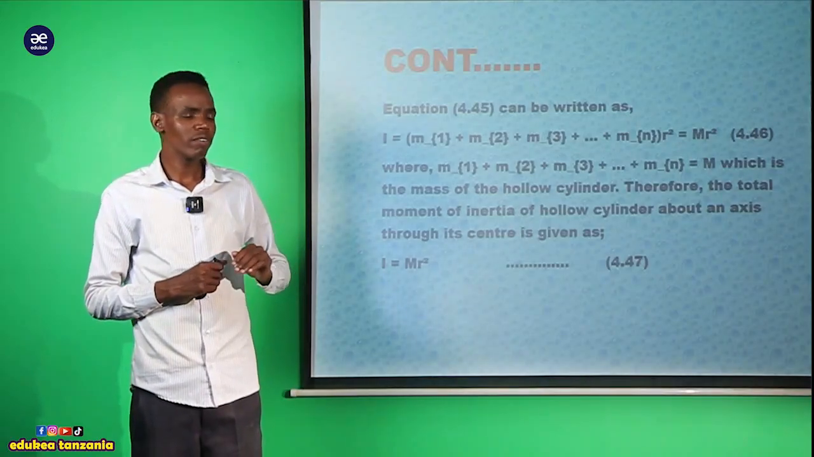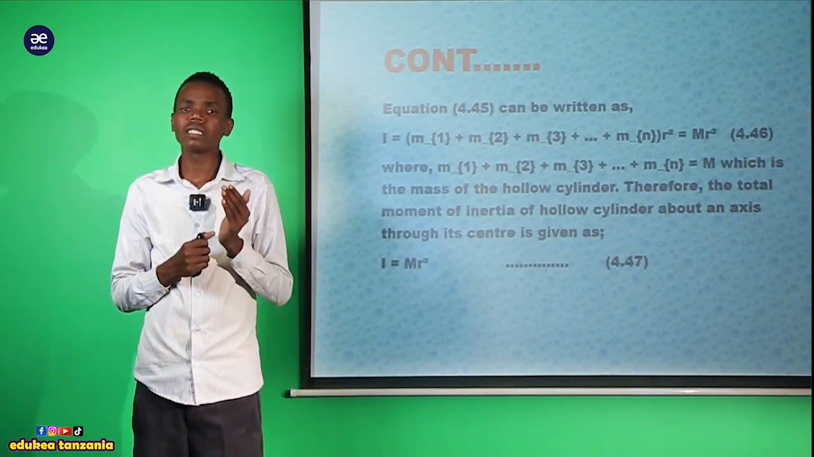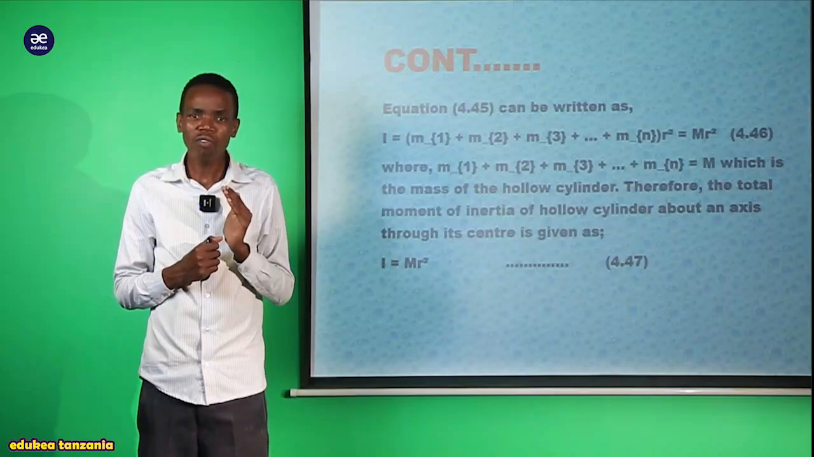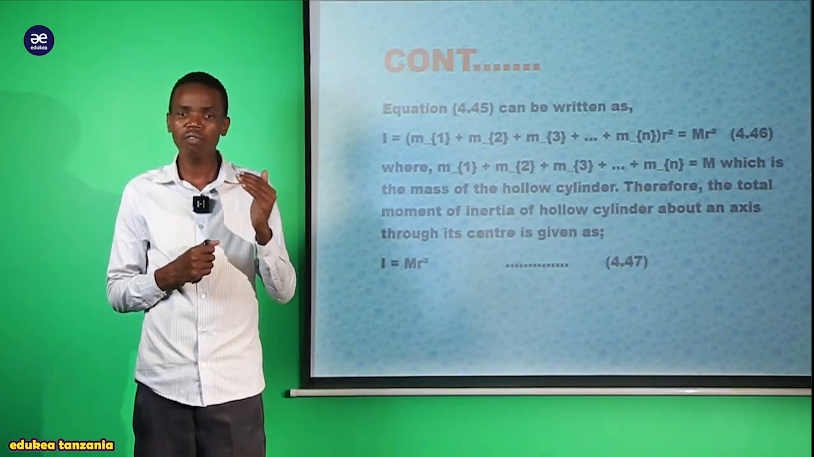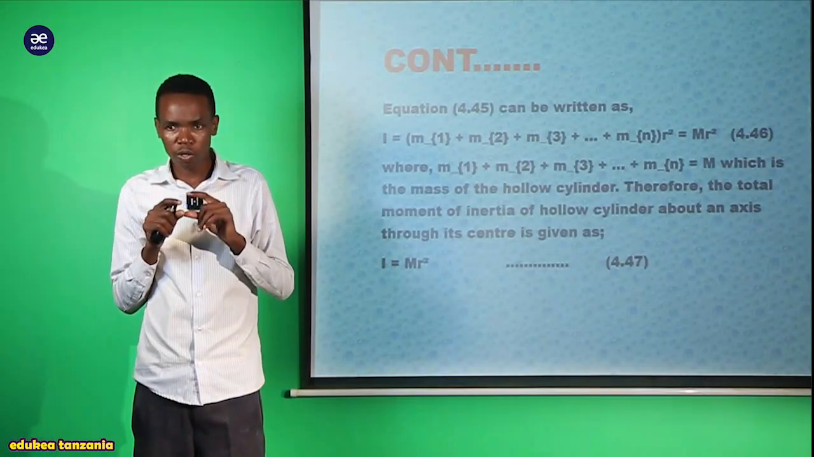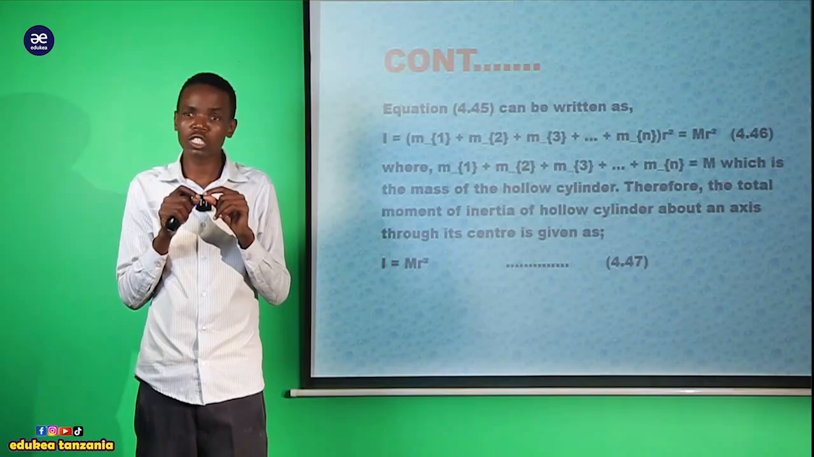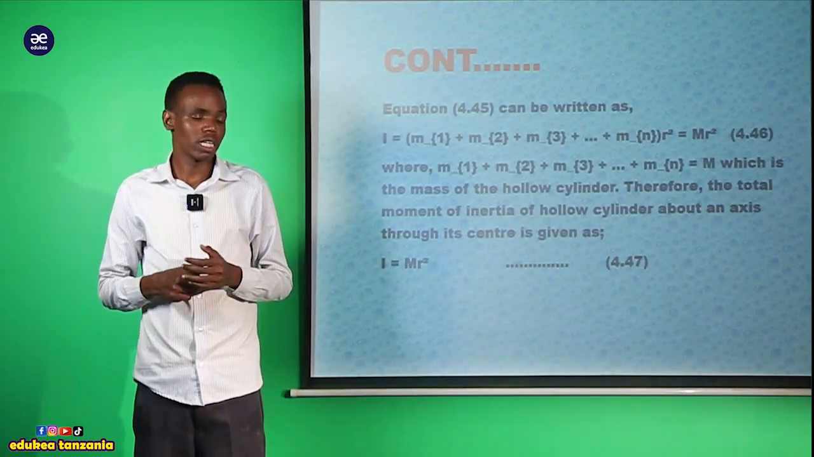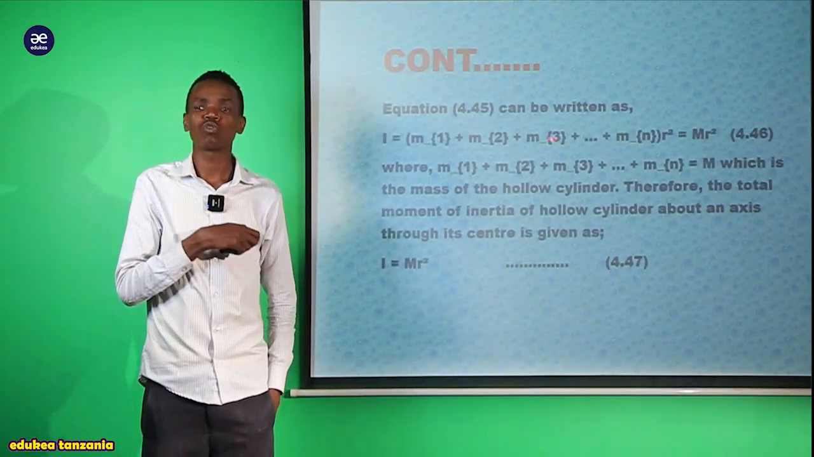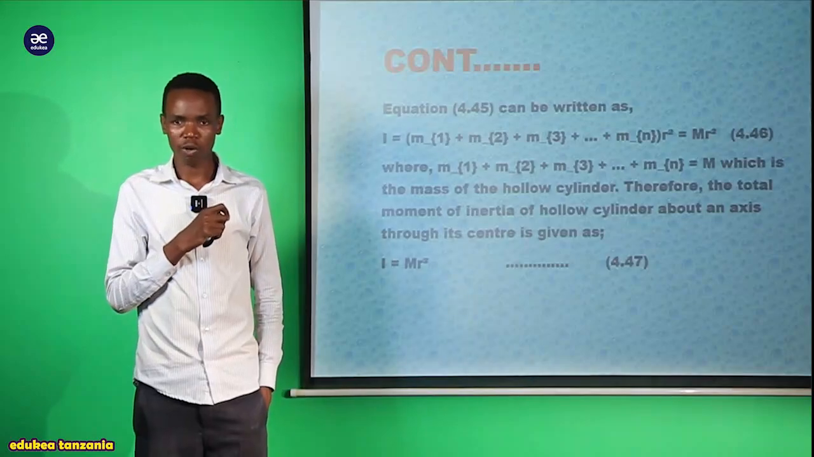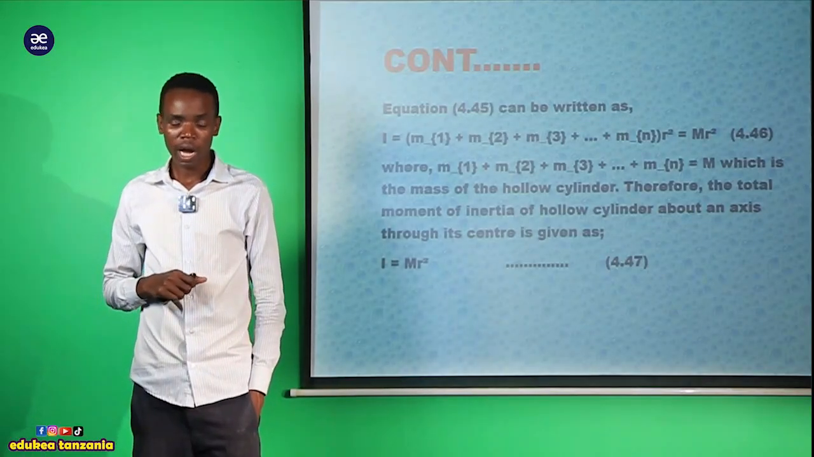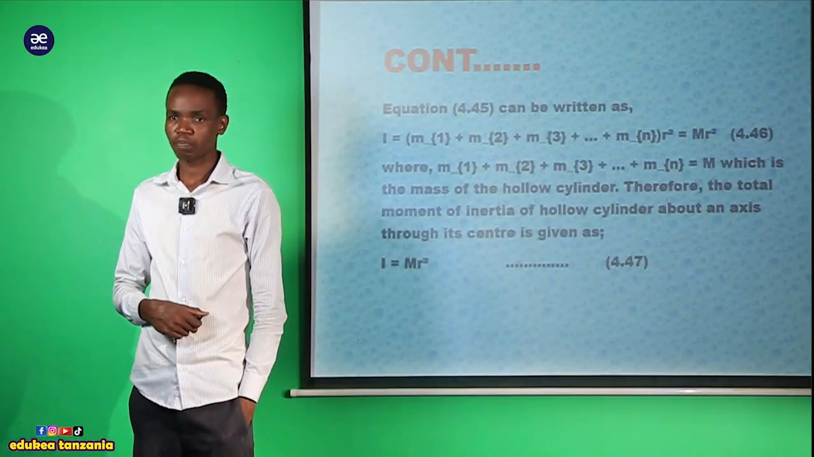But we observe that the radius is the same. We have the same radius, the same distance for those small rings. Now we are supposed to factor out the r, as we observe here.